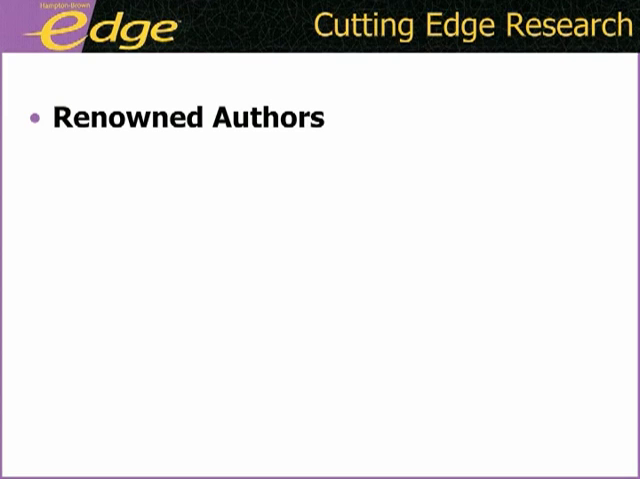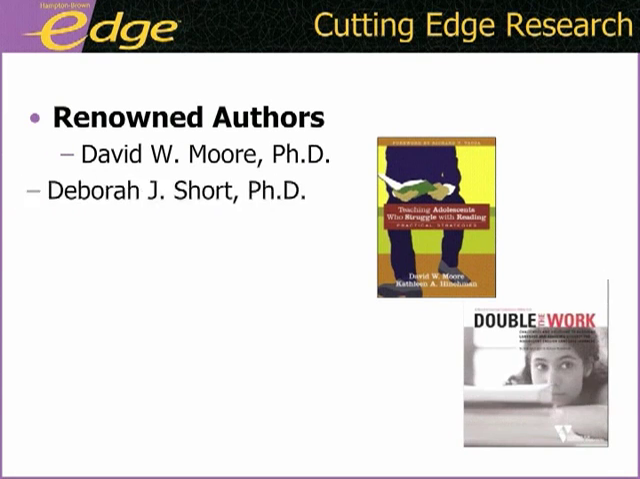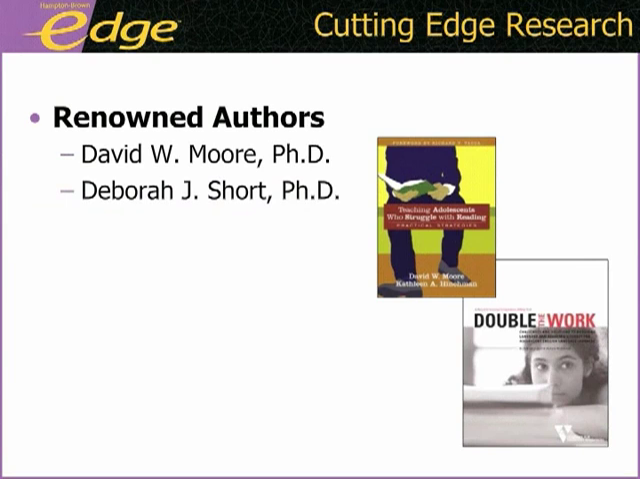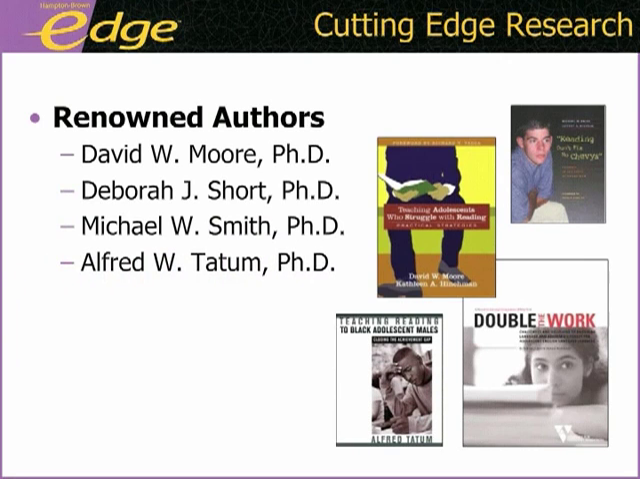National Geographic Learning collaborated with these well-known authors. Dr. David Moore, author of Teaching Adolescents Who Struggle with Reading, as well as the IRA position paper on motivating adolescent readers. Dr. Deborah Short, author of Double the Work, Challenges and Solutions to Acquiring Language and Academic Literacy for Adolescent English Language Learners. Dr. Michael Smith, author of Reading Don't Fix No Chevys, as well as Going with the Flow. And Dr. Alfred Tatum, author of Teaching Reading to Black Adolescent Males.